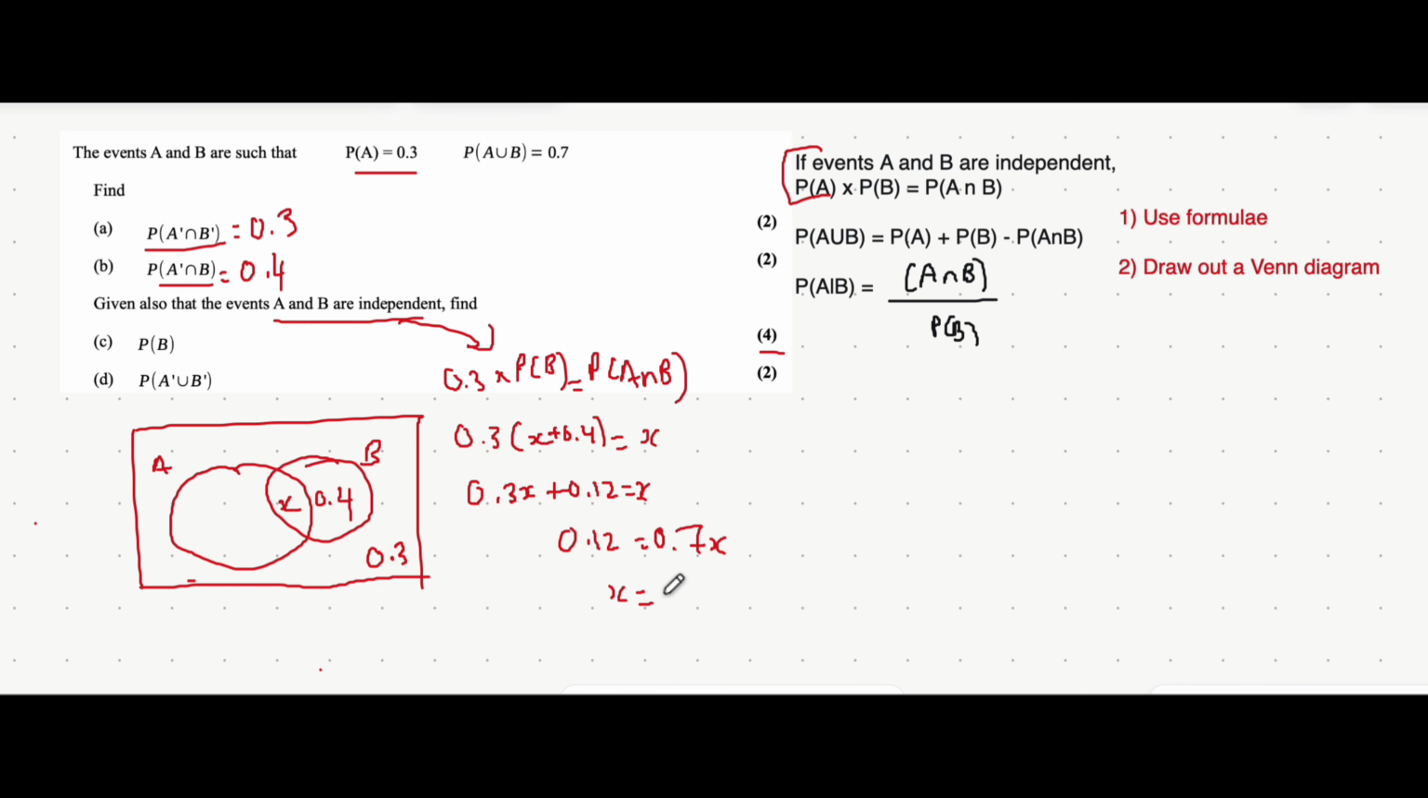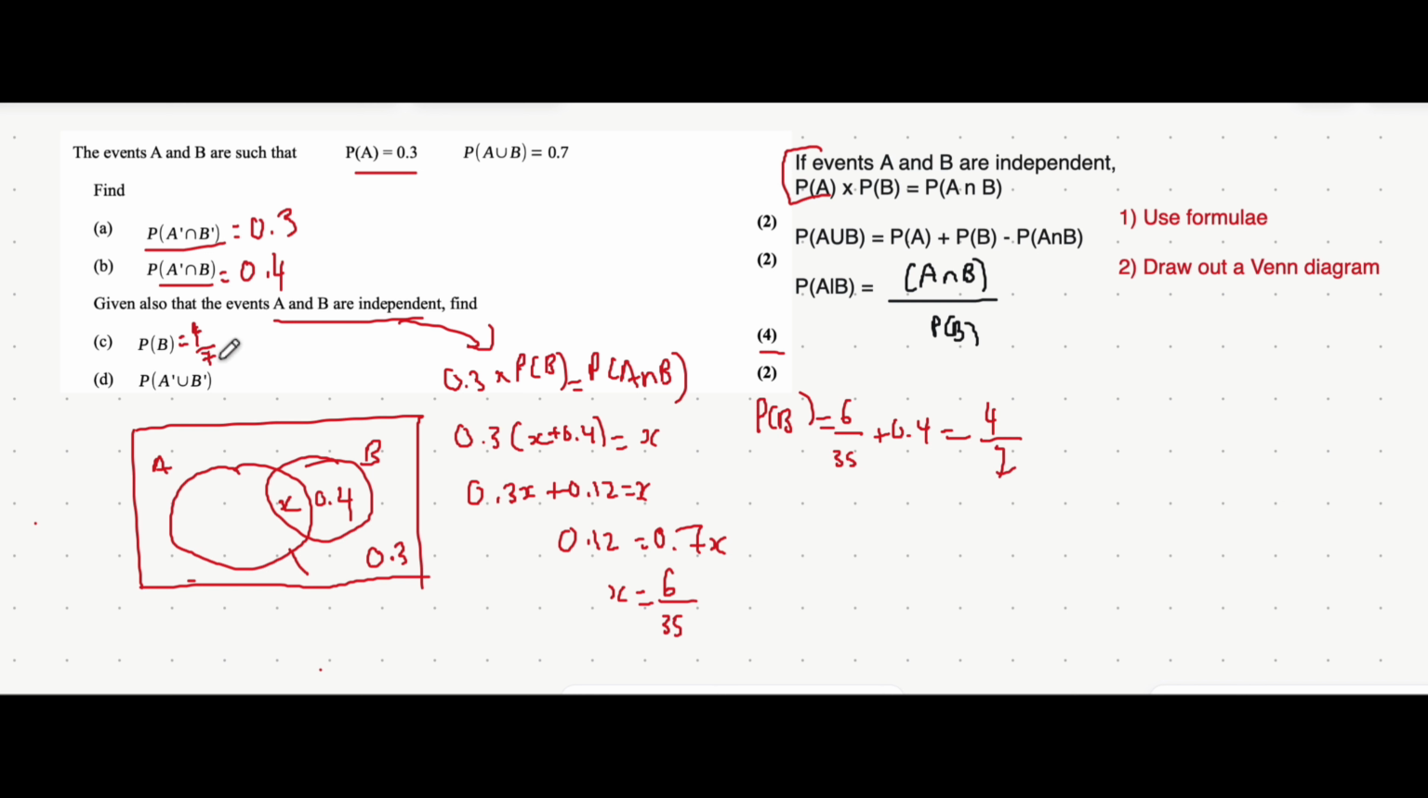I'm just going to leave it in that format because it gives a very difficult to deal with decimal if I don't. And then the probability of B is that X value that we just found, 6 over 35 plus 0.4. So the probability of B is 6 over 35 plus 0.4, which is equal to 4 over 7. It's a better fraction.